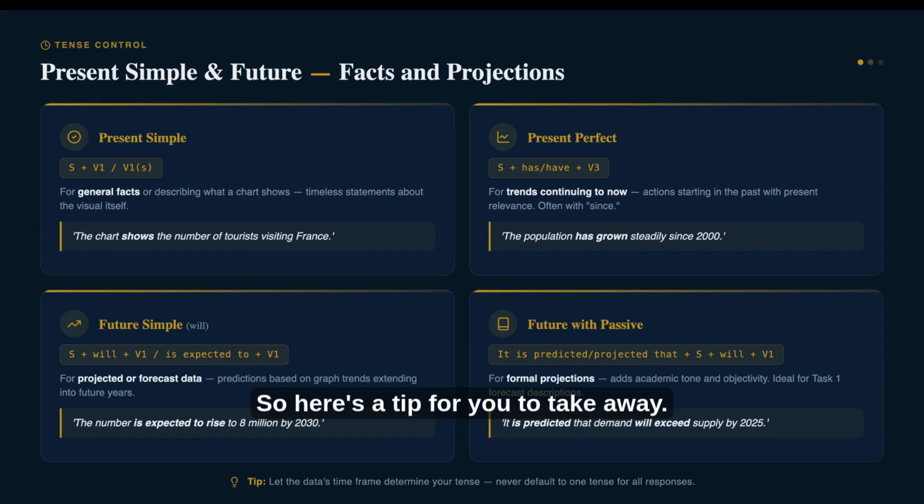So here's a tip for you to take away. Let the data's time frame determine your tense. Again, I just want to repeat this: you do not choose the tense. The data will signal what tense you will use. So never default to one tense for all responses.